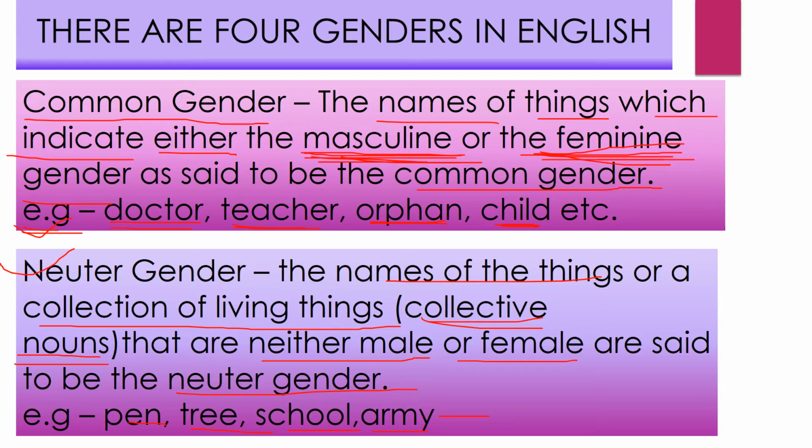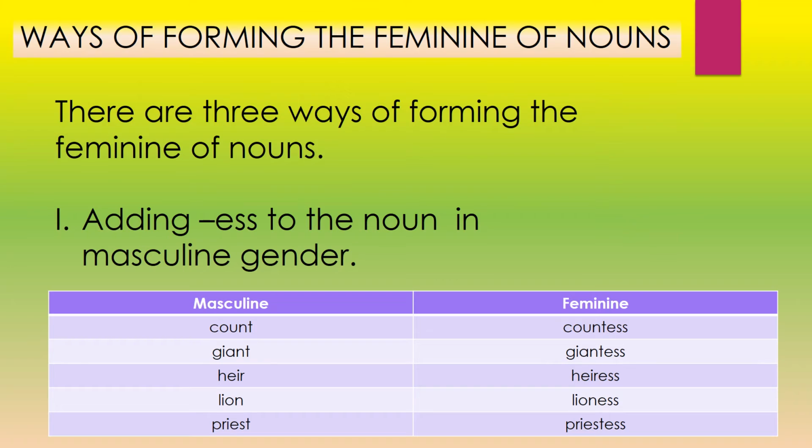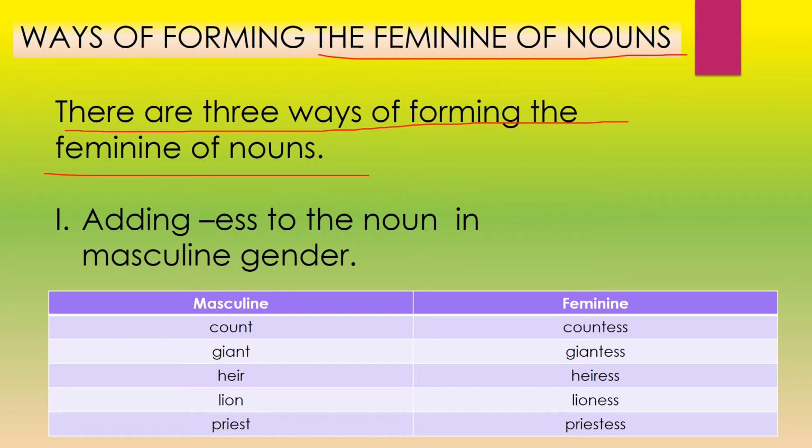Now the next that we have is ways of forming the feminine of nouns. Alright. There are three ways of forming the feminine nouns. Now next, what is the first rule? Adding ess to the masculine gender. Sorry, adding ess to the noun in masculine gender.